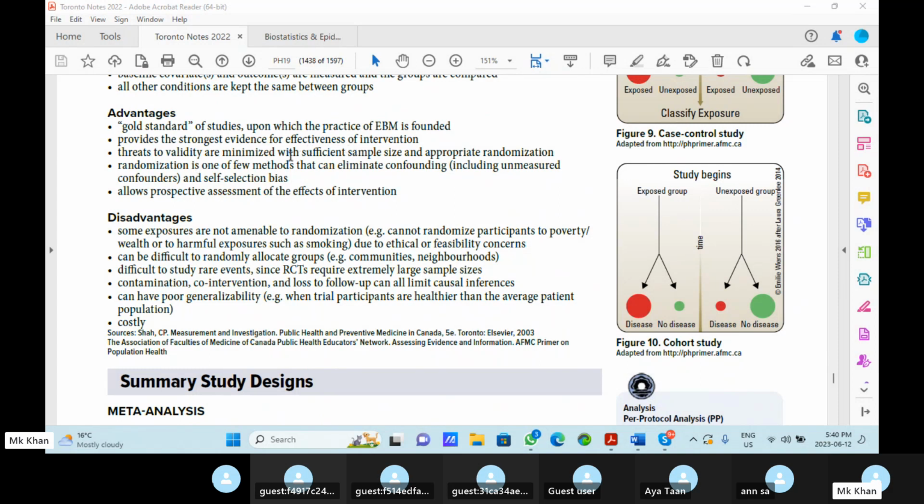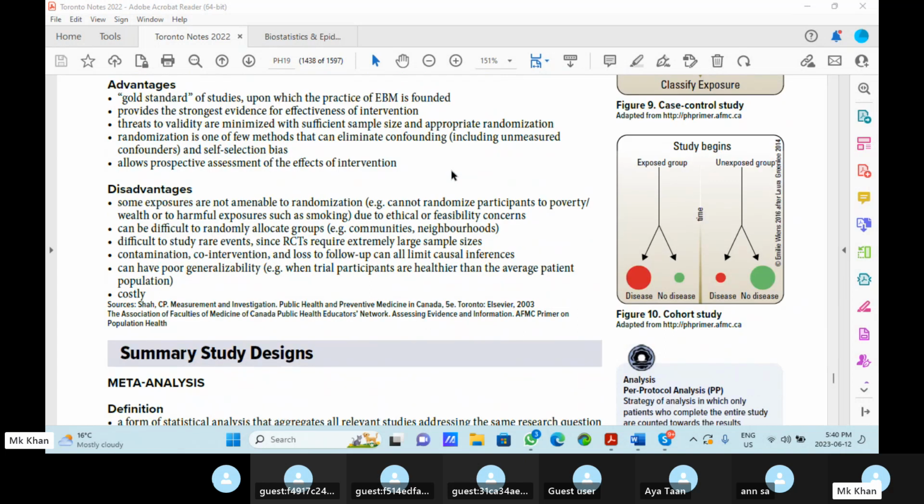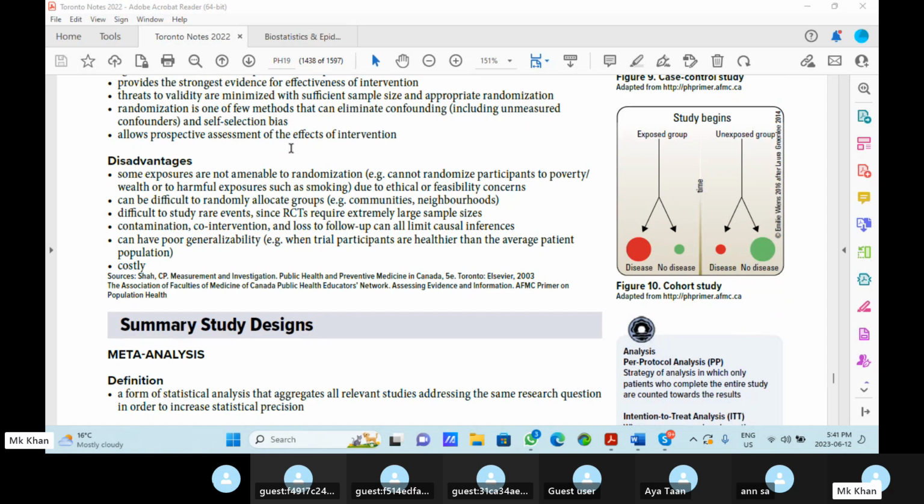Threats to validity are minimized with sufficient sample size and appropriate randomization. So with appropriate randomization, it can be more beneficial. And randomization is one of the few methods that can eliminate confounding, including unmeasured confounders. So that's why it's a gold standard study. So it will minimize all the confounders.